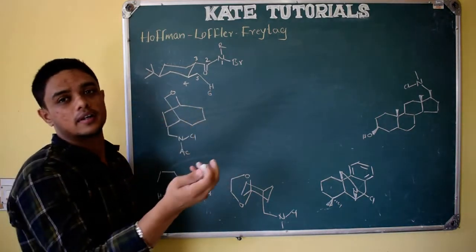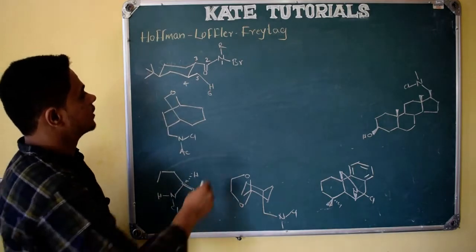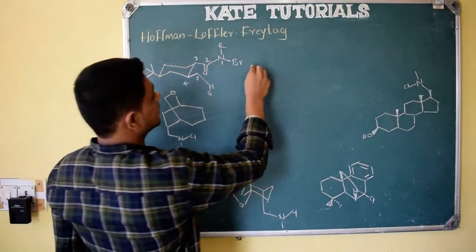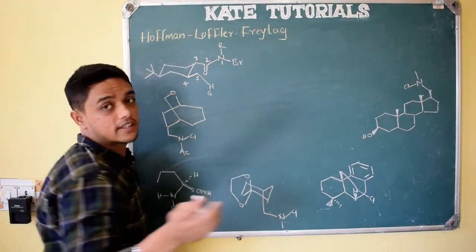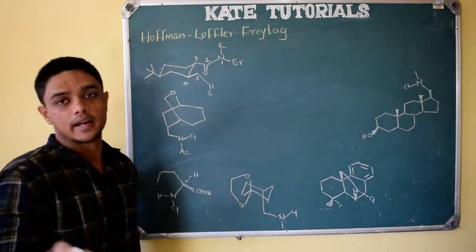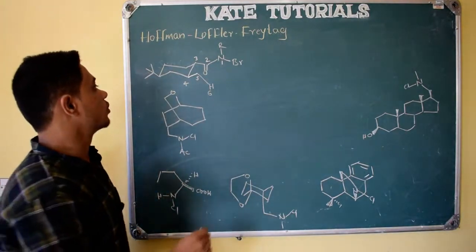Initially I have told you it goes through a radical mechanism, right? So it will form a 6-membered ring, but the final product will be a 5-membered ring. The 6-membered ring will be like a transition state, but not the product. The major product will be the 5-membered ring. The exception I have told you, right?